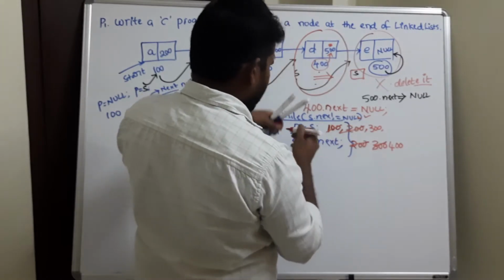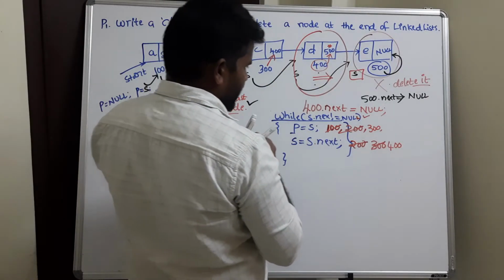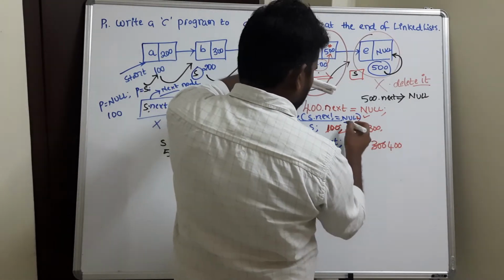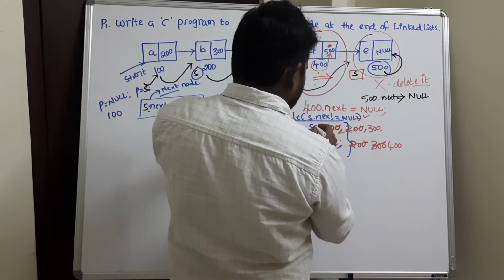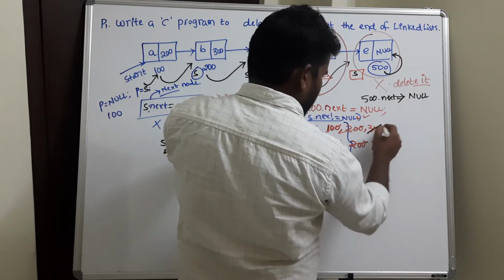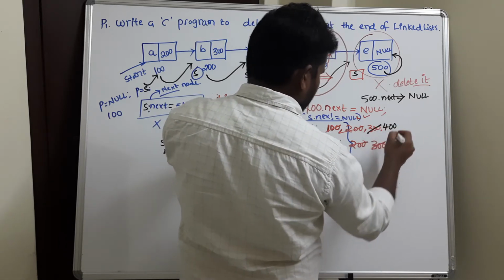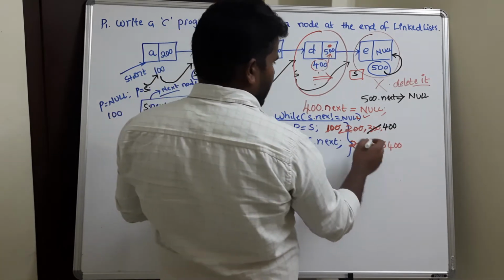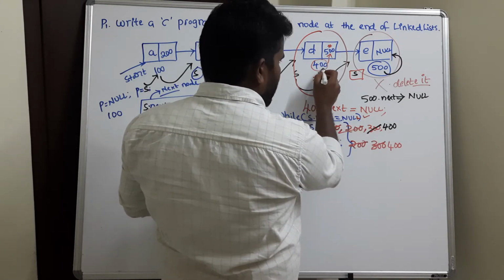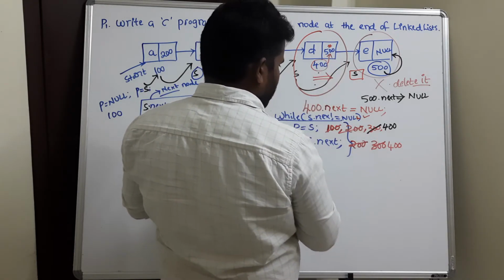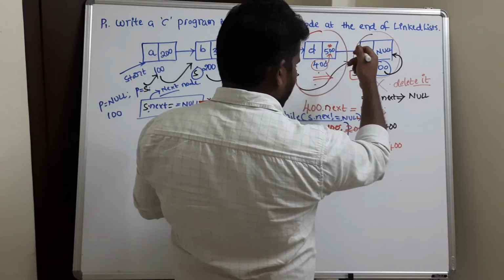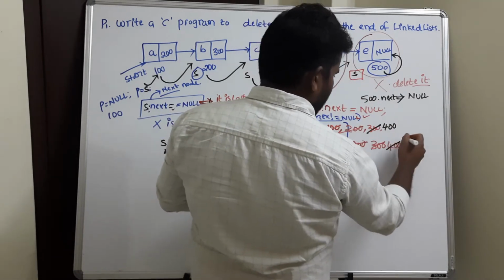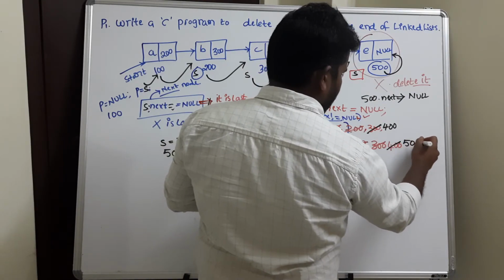Then what I am doing is, it's true, that means it goes inside. I am assigning the s value to p. What is the s value? 400. I am assigning 400 here. Then 400 next, that is 500, right? So I am assigning 500 to s here, right?